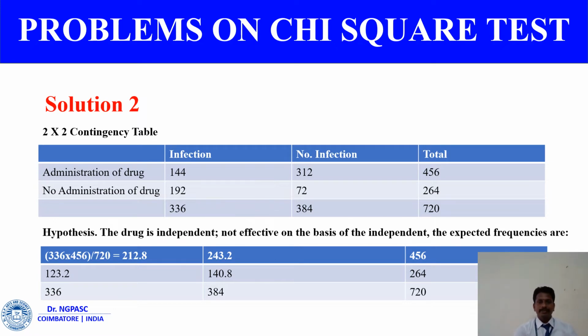Next, the corresponding element of 192, the row total 264, column total 336, the multiplication of 336 into 264 whole divided by 720. We get the answer 123.2. Next, the expected frequency of 72, the corresponding column total 384, the corresponding row total 264, the multiplication of row total into column total, 264 into 384 divided by the grand total 720. We get the answer 140.8.